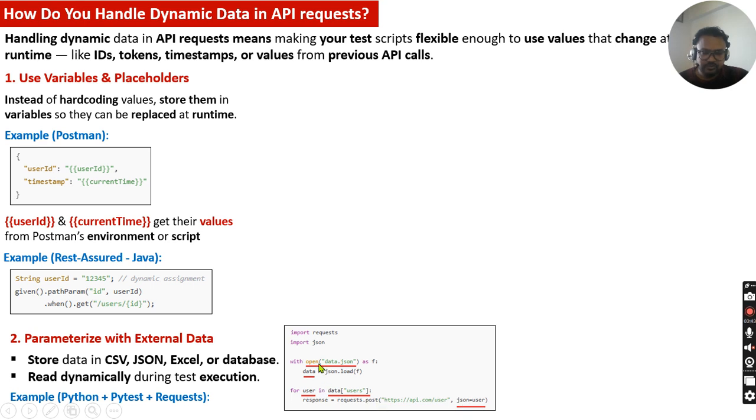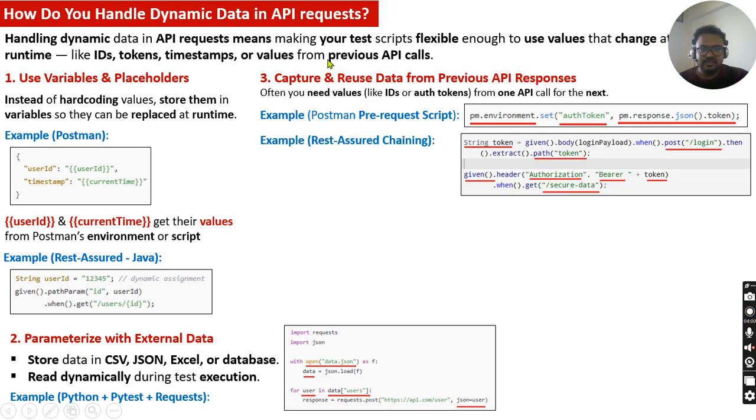So you can read, like in Java Selenium as well, you can retrieve the data from Excel, store it in a variable, and use the data in your API call as well. Okay, so another thing would be parameterization with the external data.